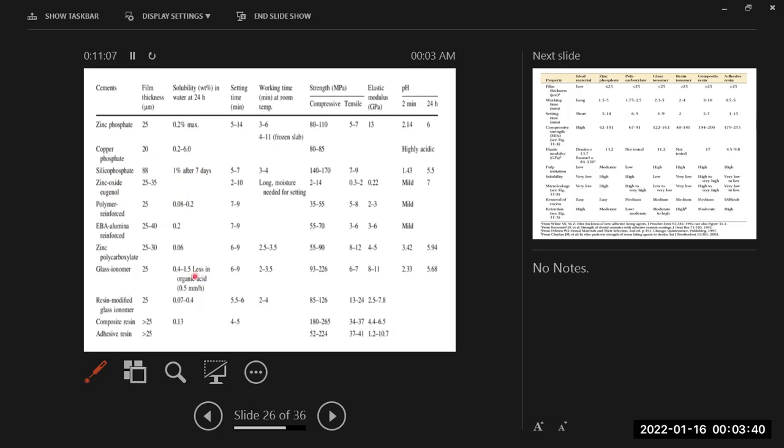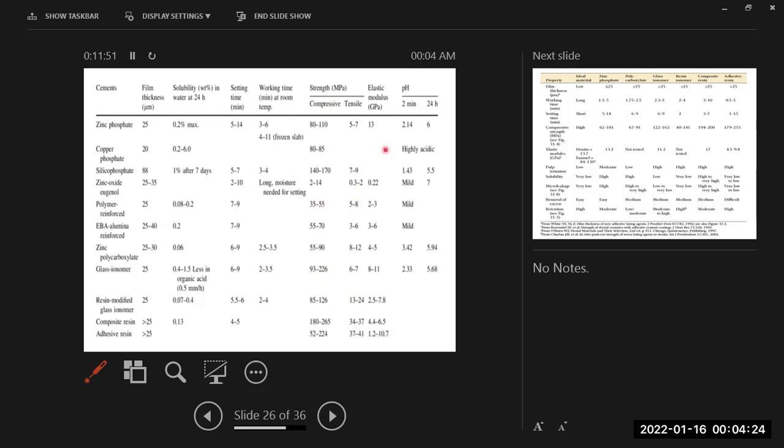If you take the setting time, it almost comes around 5 minutes, except for polymer reinforced and alumina reinforced, for which it is 7 to 9 minutes. The working time, however, is around 3 minutes max. For strength, the highest is glass ionomer cement, around 226. The strength is very good for glass ionomer cement, and tensile strength again is high for resin modified GIC and composite resins. It's also good for zinc polycarboxylate cements.